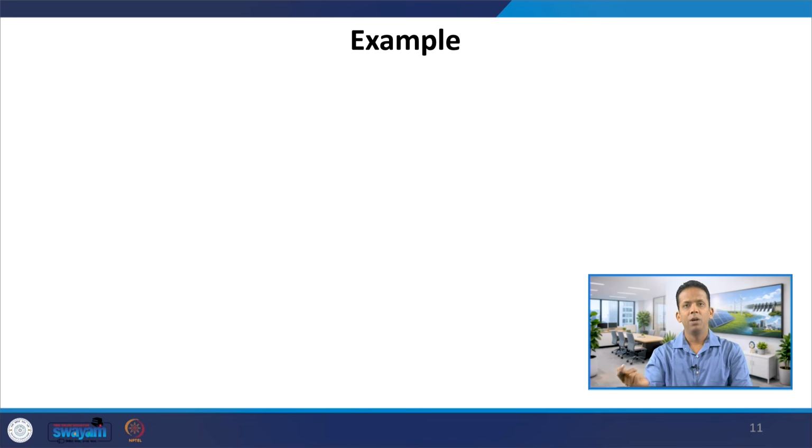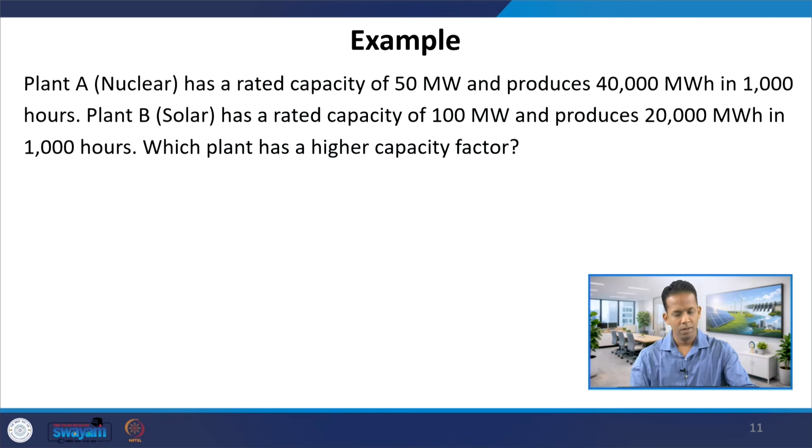Let's take one example on capacity factor, like how do we calculate it and how it is useful. So plant A, let's say a nuclear plant, has a rated capacity of 50 megawatt and it produces 40,000 megawatt hour in 1000 hours. Plant B, a solar based plant, has a rated capacity of 100 megawatt and produces 20,000 megawatt hour in 1000 hours. Which plant has a higher capacity factor? If you remember that figure which I showed, the comparative capacity factors of different power plants, the answer is obvious, nuclear is going to have higher capacity factor. Let's check for this numerical.